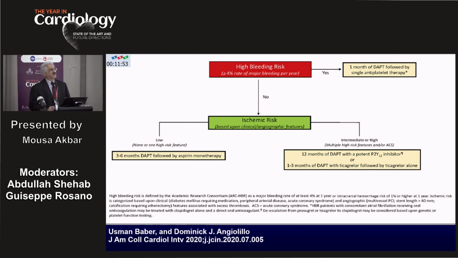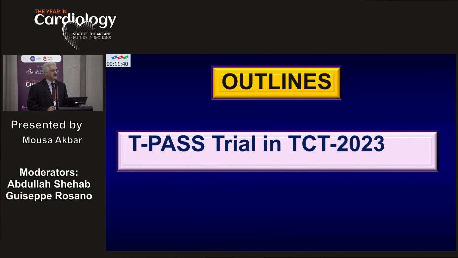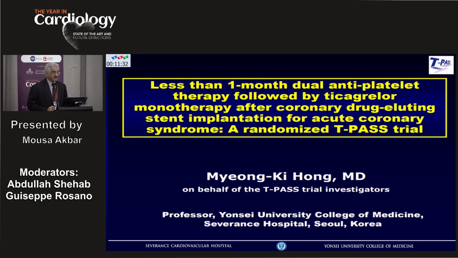We all talk about high bleeding risk and ischemic risk. What is the definition of high bleeding risk? I will come to that, because should we have criteria? We do have criteria. The Canadians told us about it, and I'll show you. So let us present TPAS, which was presented in TCT last October 2023.